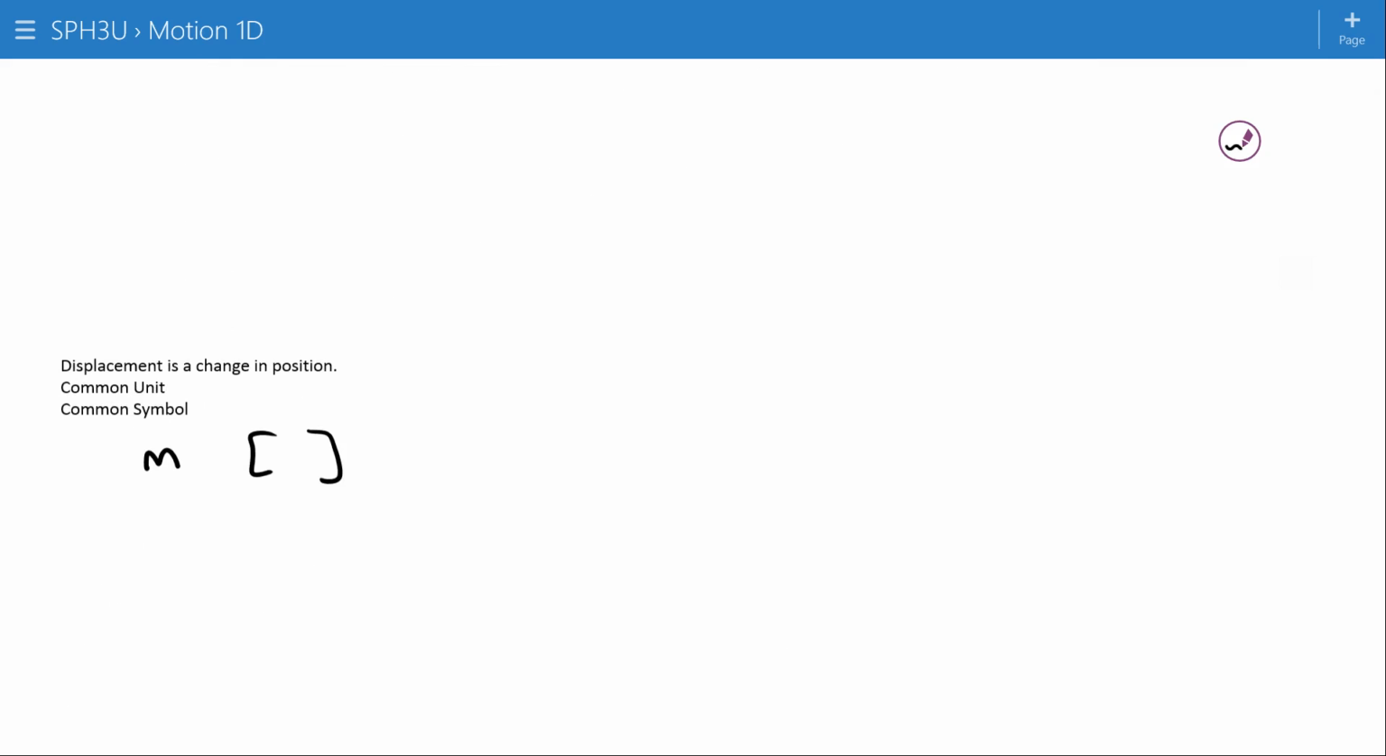And a common symbol is delta D, and we put the arrow over top of it, and that indicates that this is a thing in physics that we're going to have direction associated with, and the word we use for that is a vector. That's a measurement with size and direction.